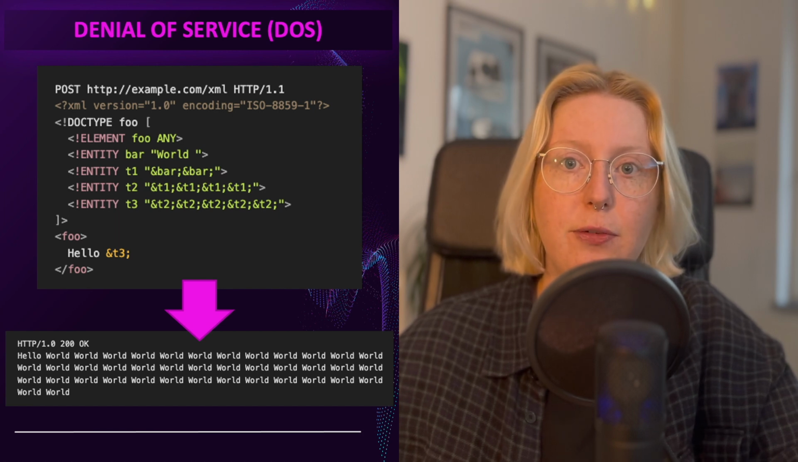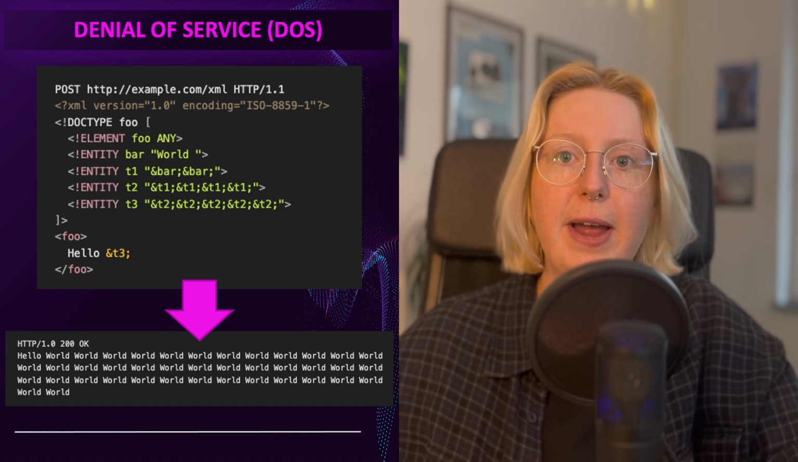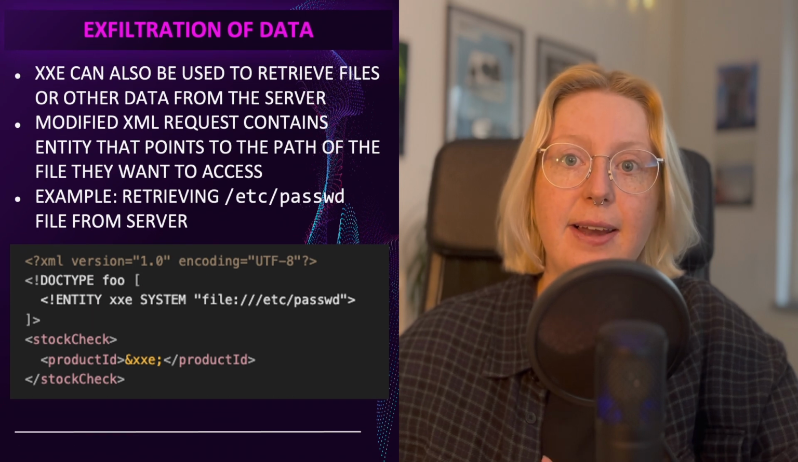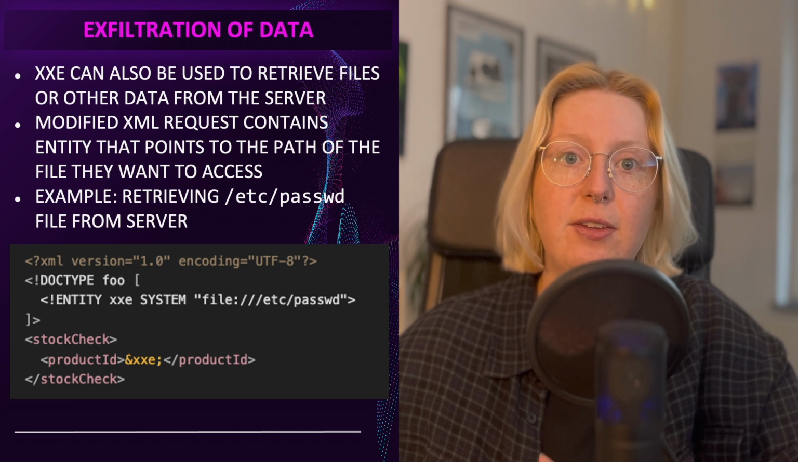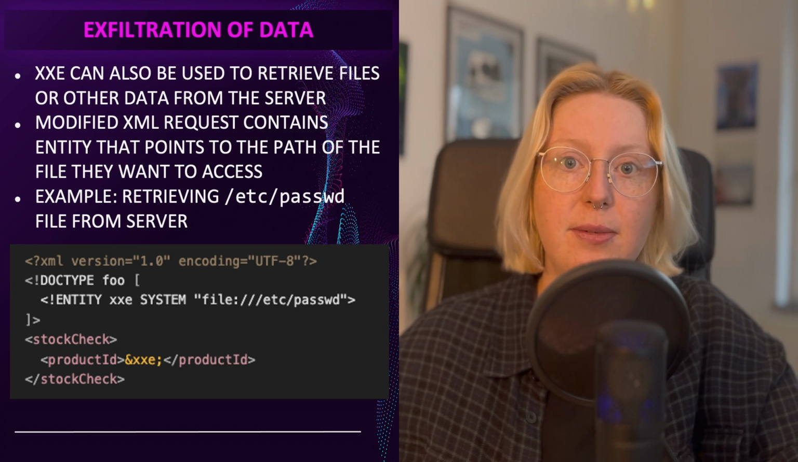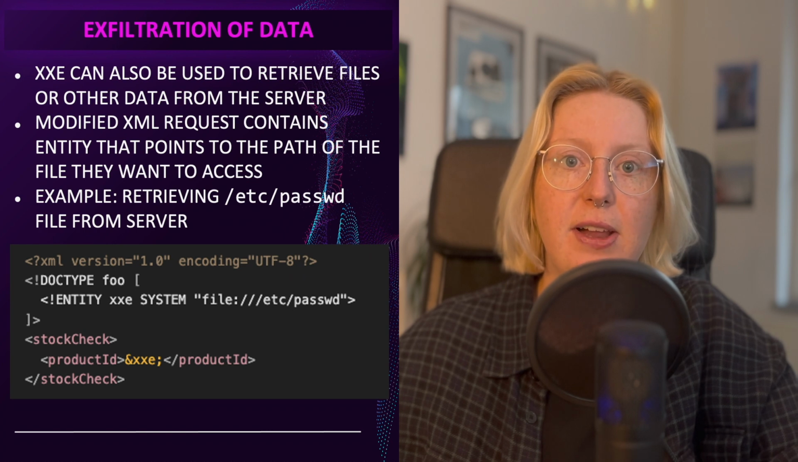Aside from denial of service attacks, an XXE vulnerability can also be used to retrieve files or other data from the server. In order to perform an attack like this, the attacker has to modify or introduce an XML request containing an external entity that points to the path of the file they want to access. Alternatively, they can also use an existing data value in an XML that is returned somewhere in a response of the application.